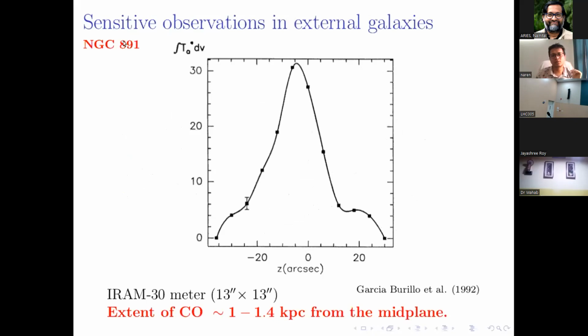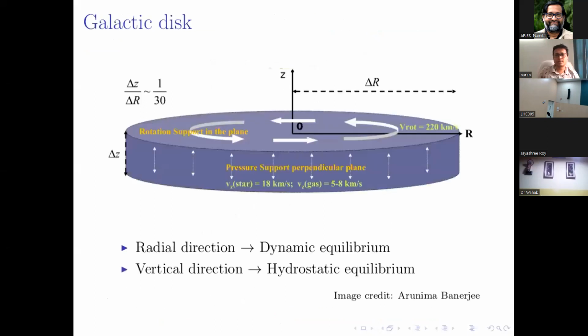NGC 891 also, what people have found is that molecular gas is found at a distance of 1 to 1.4 kiloparsec above the midplane. People thought that molecular gas would be in a very thin disk, but in the external galaxy NGC 891, they found the molecular gas at a height of 1 to 1.5 kiloparsec above the midplane. Which is very surprising, because traditionally it was thought that molecular gas is a cold, very dense component supposed to be at the midplane. Then how can this gas be at that height and how are they surviving, right?